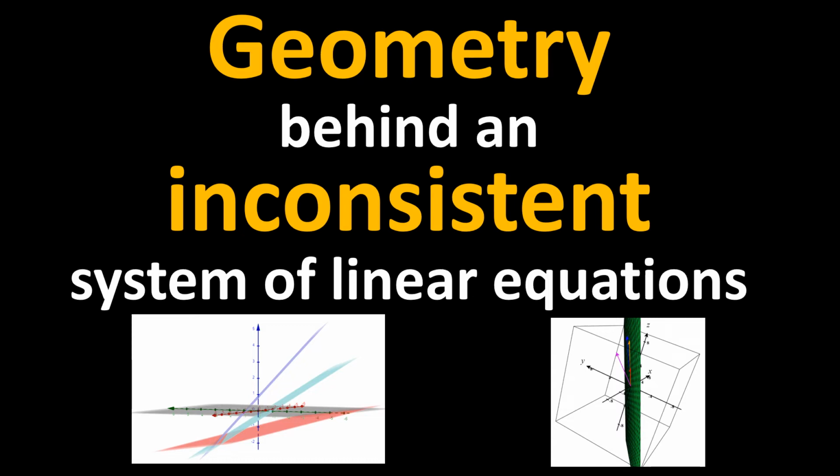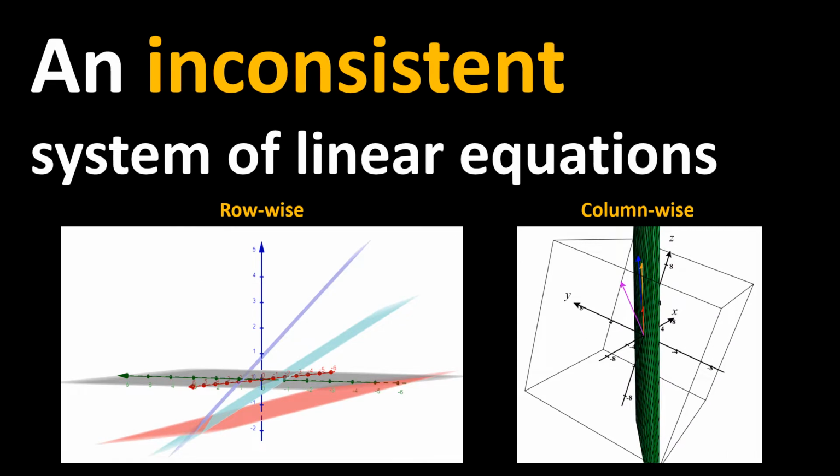How's it going, everybody? This is the second video from Introduction to Linear Algebra, where I am going to explain the geometry behind an inconsistent system of linear equations. By the end of this video, you're going to understand two things. First, you'll learn the Rowwise interpretation of an inconsistent system means there is no common intersection among hyperplanes.